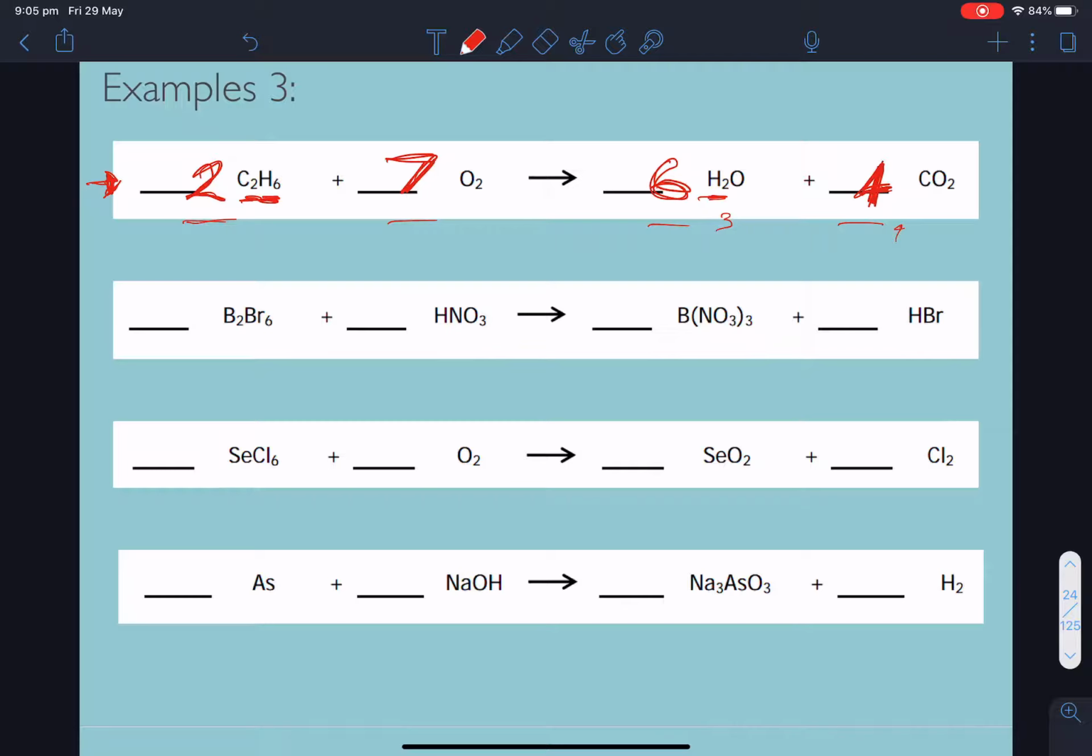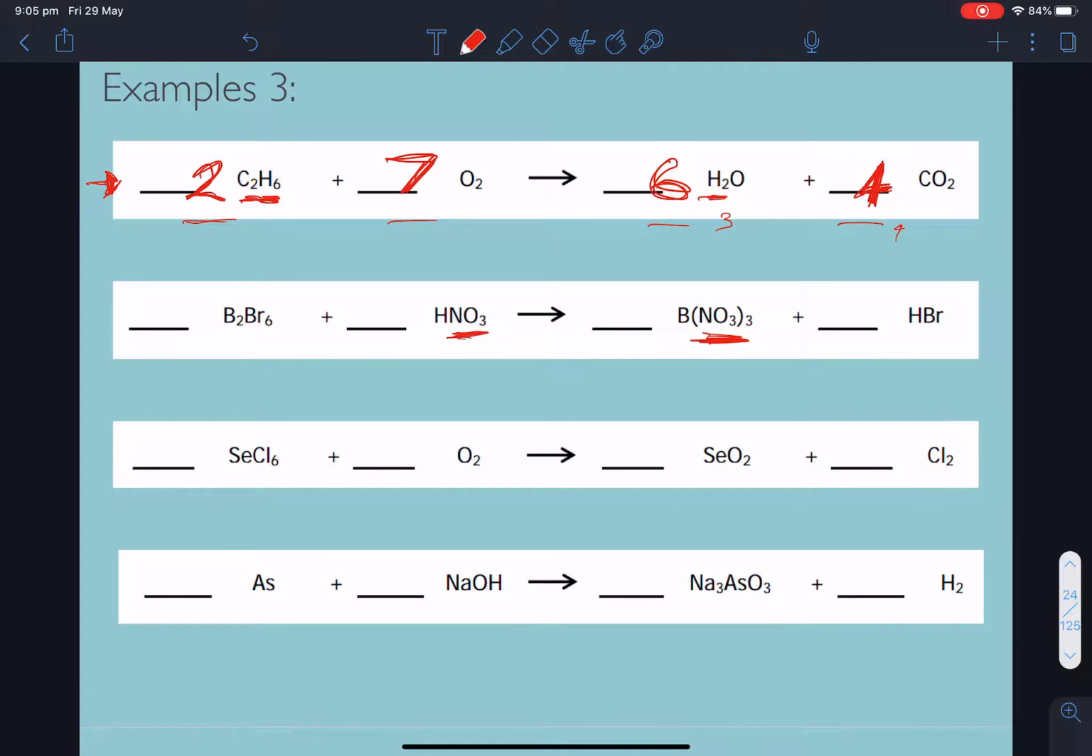All right, the next one here. This is a good one because I'm noticing I've got a nitrate here, and that's actually nitric acid. I've got 1 nitrate there, and I've got this boron nitrate here, so there's 3 nitrates there according to the formula. When we've got polyatomic ions, instead of splitting them up, treat them as one whole unit. So I might as well start with this. I've got 3 nitrates on the right-hand side.